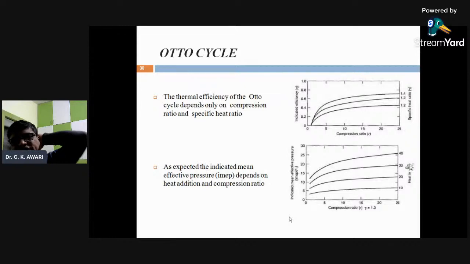Then the thermal efficiency of the Otto cycle depends on the specific heat ratio. You can see here the increased efficiency and compression ratio versus the increased effective pressure. So as expected, the indicated mean effective pressure, IMEP, depends on the heat addition.